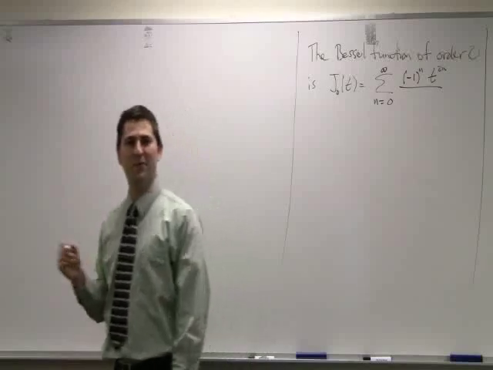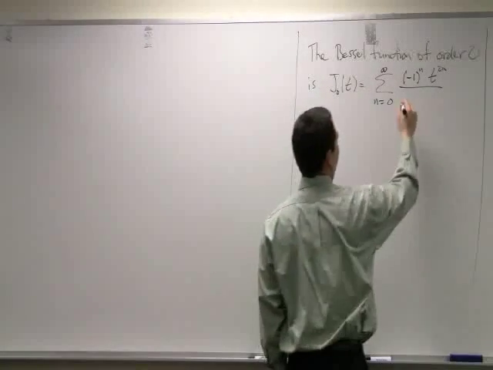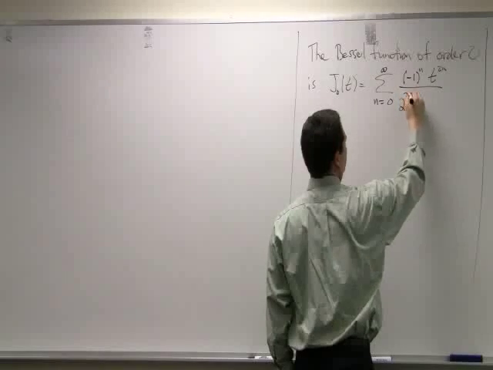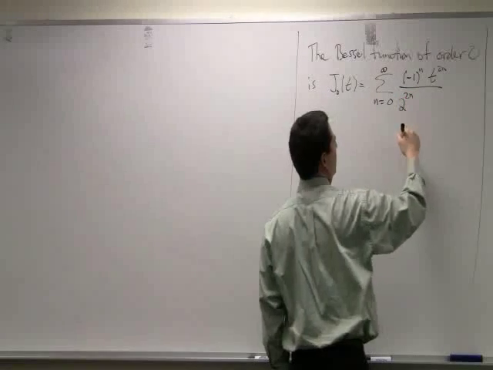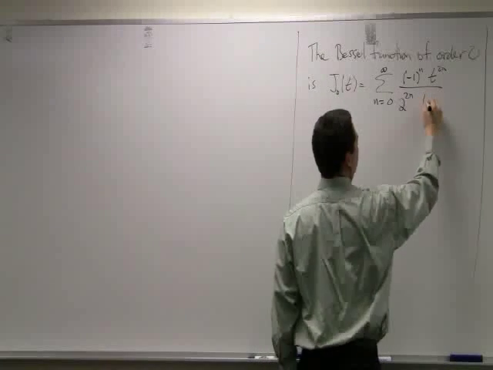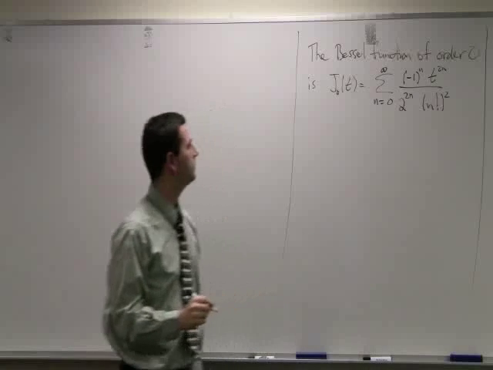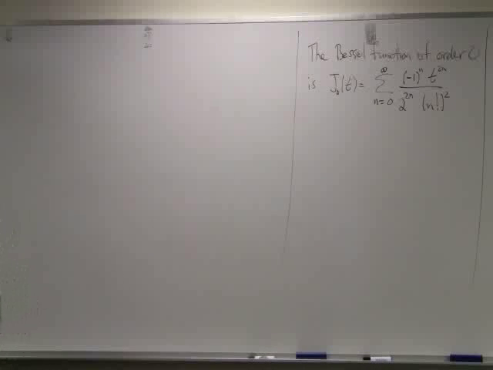And then we have here 2 to the 2n. Those are both 2's despite the difference. And then n factorial squared. Okay, did we leave anything out? No. Okay, so I think we wrote this down.